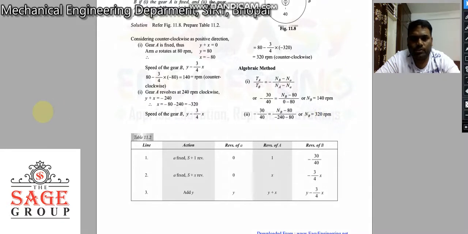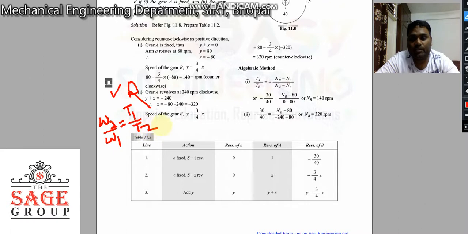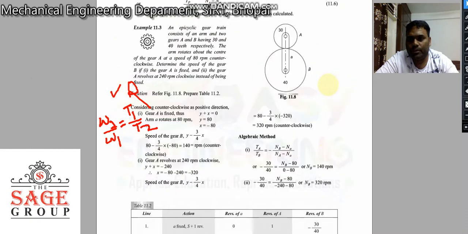This is the velocity ratio, which you already know. The speed of driven over the speed of driver is equal to the number of teeth of driver over the number of teeth of driven. So this formula we are using. Arm fixed, give +1 revolution to gear A.